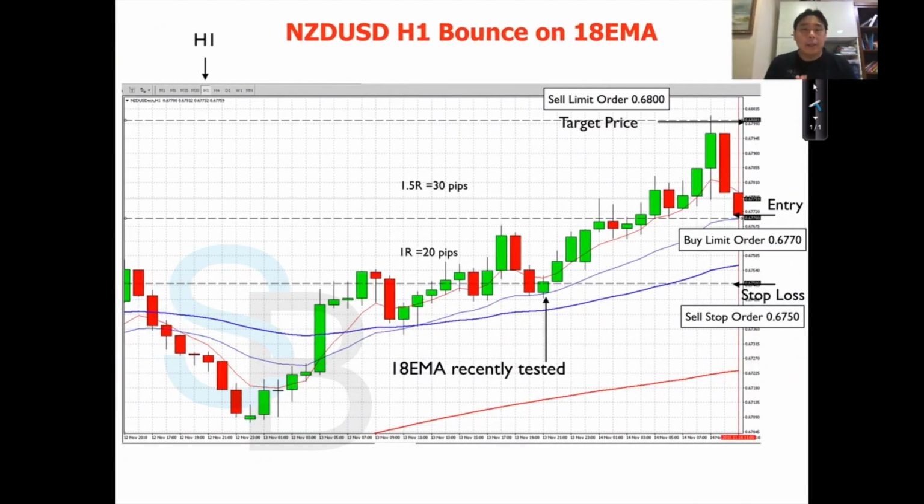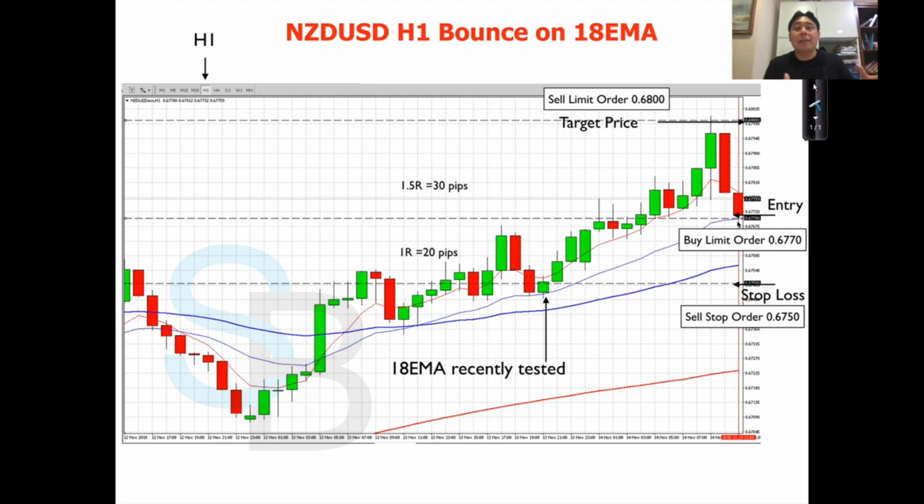Okay, next one is New Zealand dollar. Again, we're trading on the H1 time frame, and this one is bouncing off the 18 EMA. This one I think was called out on the chat group. They say, hey, the price is going to hit the moving average. Check it out, guys. So at that time I saw the price was coming down and it was going to hit the 18 EMA. Is it going to bounce off the 18? Can I buy the 18 EMA?